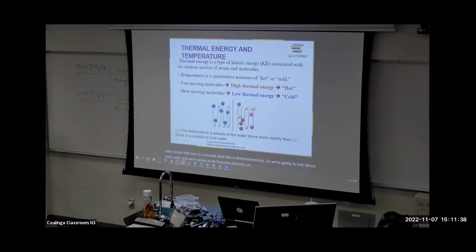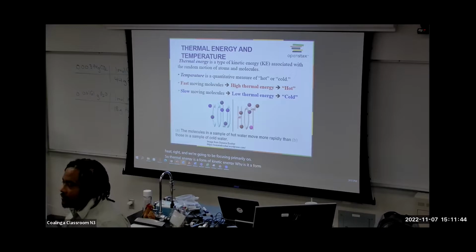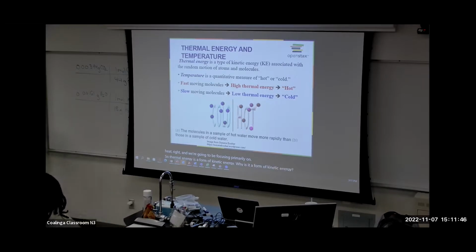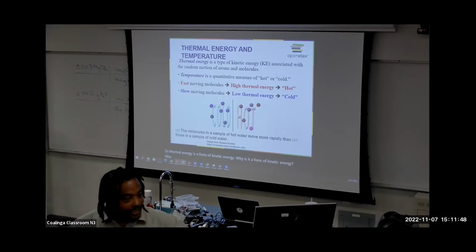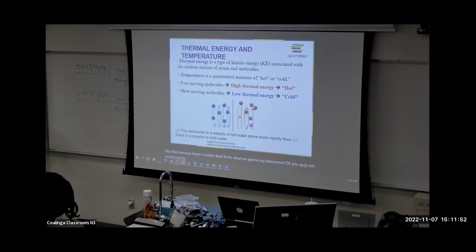So thermal energy is a form of kinetic energy. Why is it a form of kinetic energy? What was that? Because there's motion. What else are we going to say? Movement. Okay, you guys are saying exactly the same. Because there's motion. Because if you think about a chemical, right? We know that chemicals are always moving except when? When are they not moving? When are they not moving, Kevin?